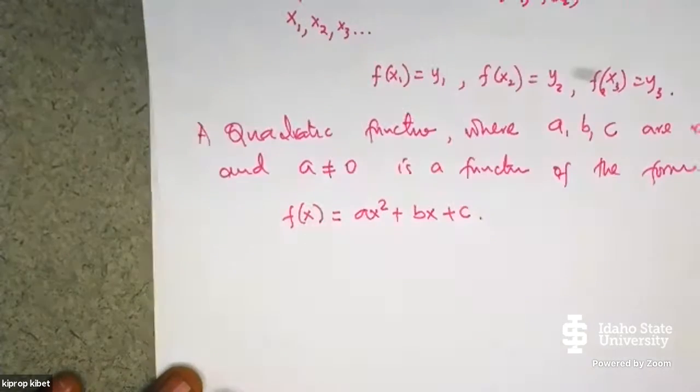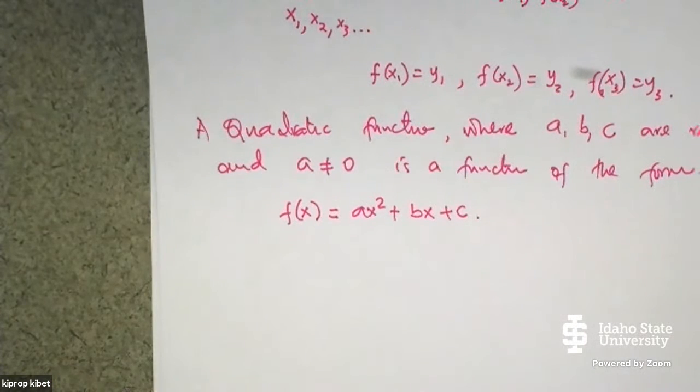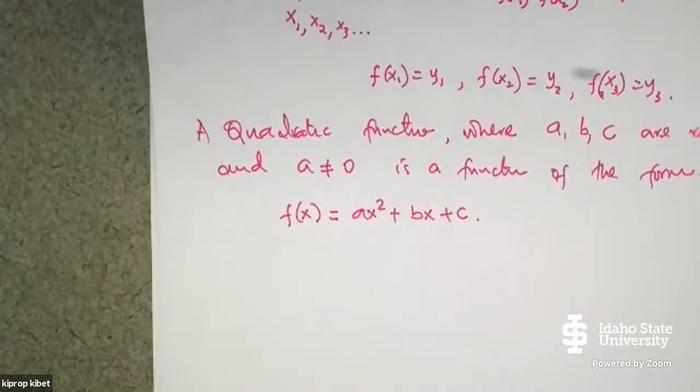Now, here this function is quadratic. If you graph this function, then it forms a parabola. So it can be of that form when you graph it, or it can be of that form.